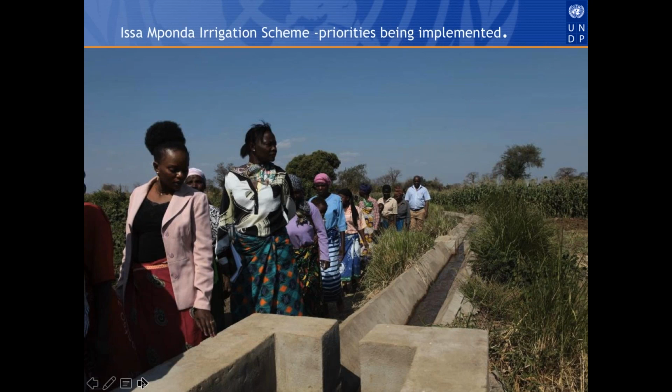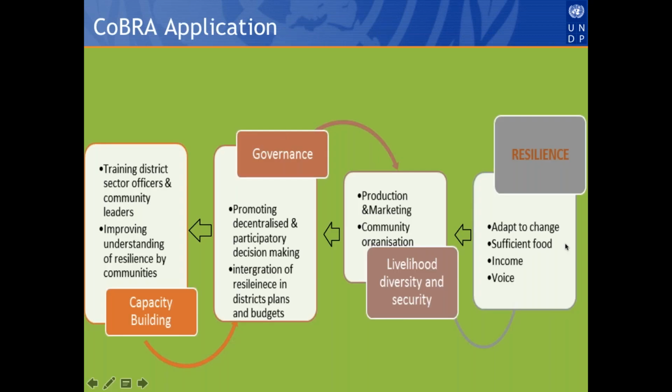Now I wanted to summarize how we're applying CoBRA. We are looking at transformation in 3 domains. We want to build capacity for the districts to continue planning according to people's needs. Then there's the issue of governance, where we are saying that policies should be participatory. It is the policies that shape adaptation, and also we want to diversify food security and livelihoods. So we are supporting marketing and production, and we also want to build community structures.